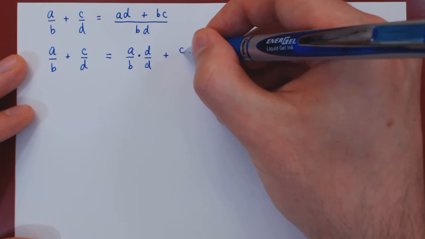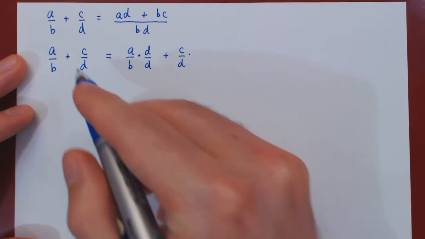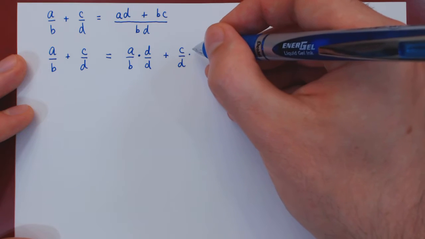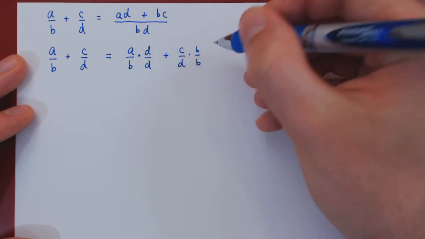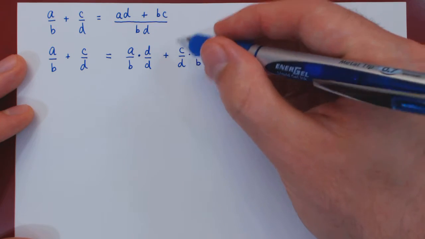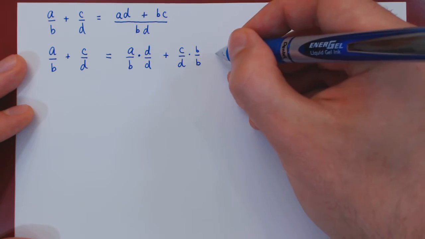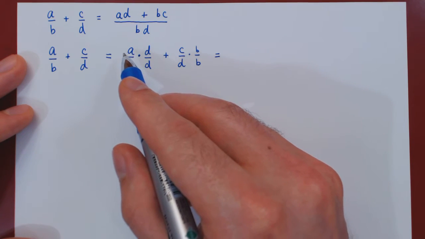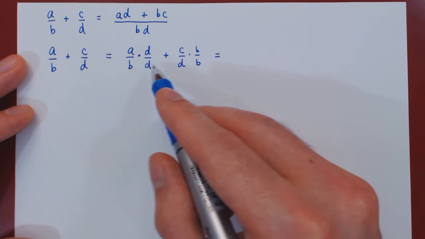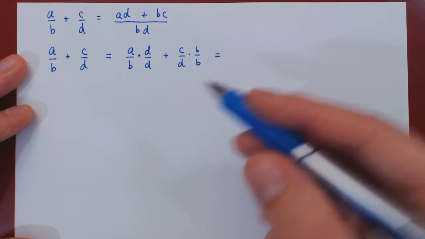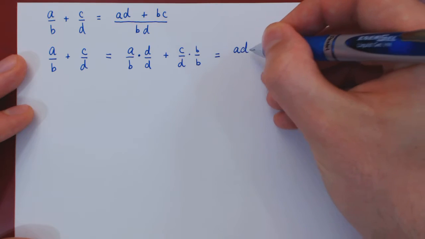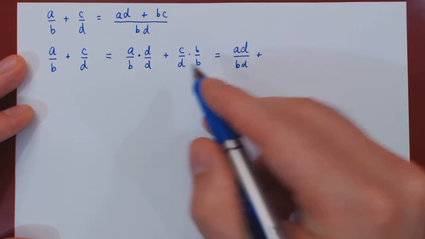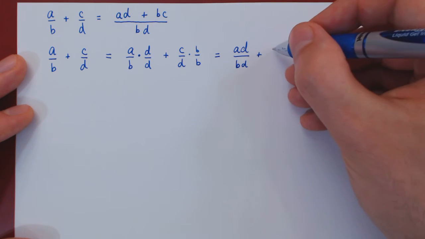Plus, and in the case of c over d, well, the d here is missing the b. So we multiply the second fraction by b over b. And once again, b over b is 1, so we are not changing the second fraction. And we've previously reviewed how we can multiply fractions, right? We simply multiply the numerators together and the denominators together. So we're going to get AD over BD for the first fraction, and plus CB over DB.